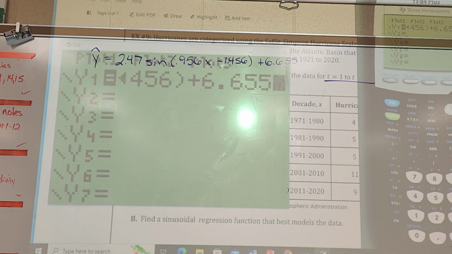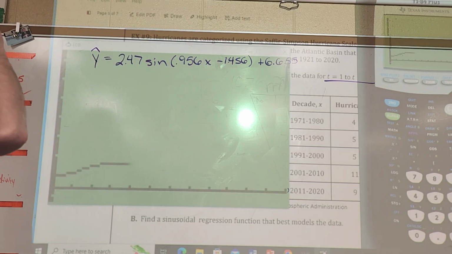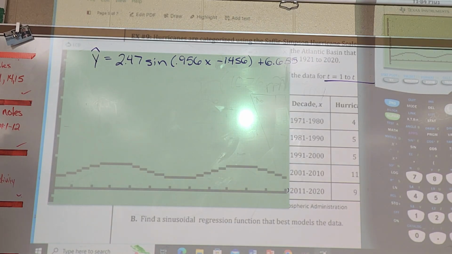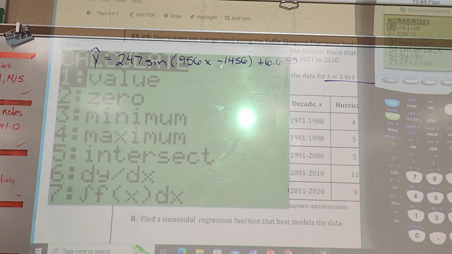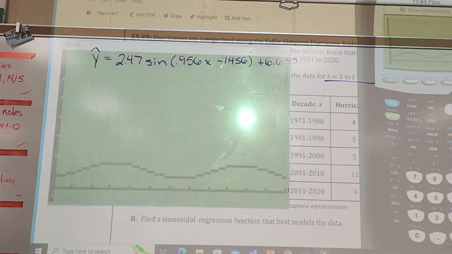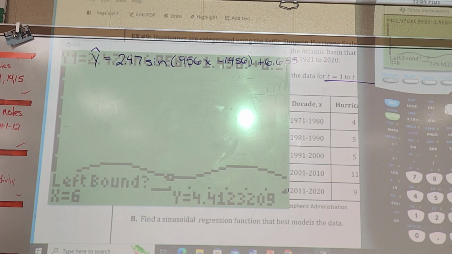All right, let's graph it. My window does kind of work that I have, doesn't it? That's a good window. If you want to change your window, you can. But I'm just gonna go for it. I'm gonna do second calculate. Stop using trace. Second calculate max, right? And I'm gonna do a left.